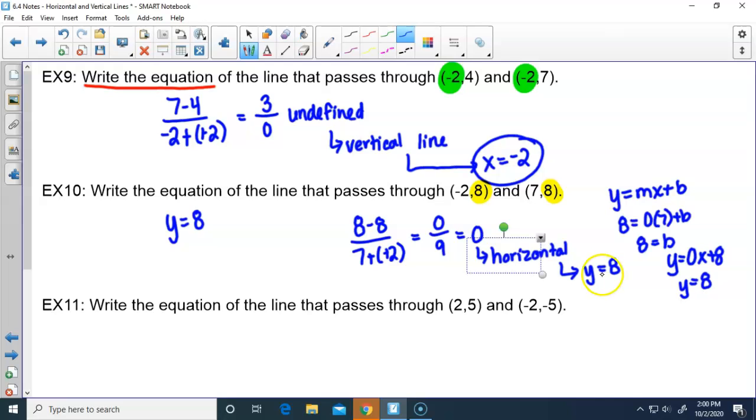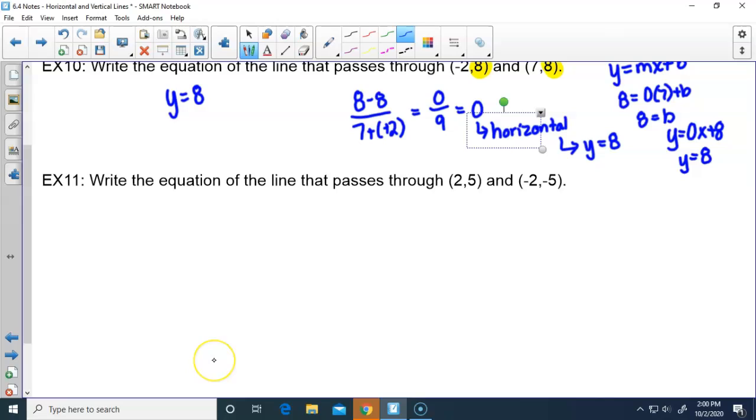Now, I do want you to be careful. I've thrown this question right here in because remember that not all lines that you're going to get are going to be horizontal or vertical. So right here, if we look at our points, we've got 2 and -2. Those are not equal to each other. And right here, we've got 5 and -5. Those are not equal to each other. So what we're going to have to do is what we've done for all of the other problems. This is neither vertical nor horizontal. So we have to find the slope.